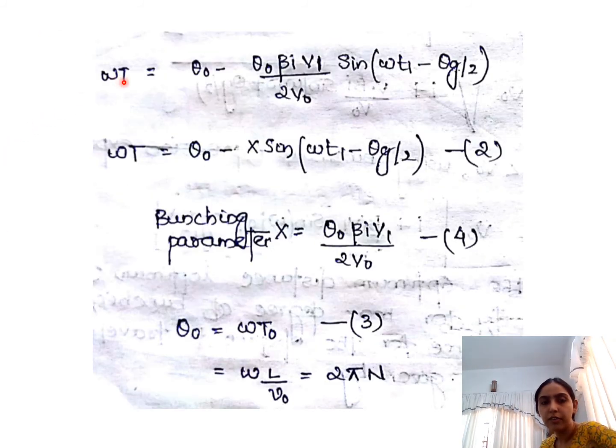So continuing from the previous step, writing this equation, we find that this particular term theta 0 beta i V1 by 2 V0 is going to represent the bunching parameter denoted by X. So rewriting this equation in terms of the bunching parameter, we get such an expression. Now here remember that theta 0 is the DC transit angle between the cavities given by omega T0 or omega L by V0, which is also equal to 2 pi n. Here n represents the electron transit cycles between the cavities.